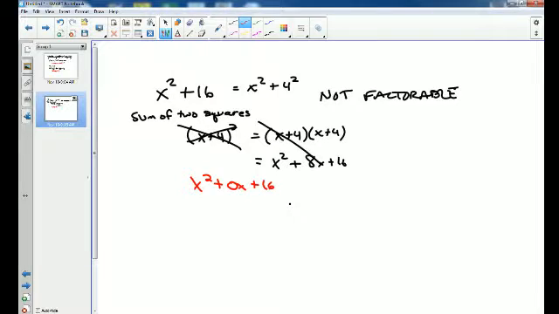Okay, so this is just a recognition thing. If you see a sum of squares, not factorable. Every time? It says factor, and you get a sum of two squares, not factorable. That's it, we're done. It's that easy. But you have to identify it. Don't try to make it more complicated than it needs to be.